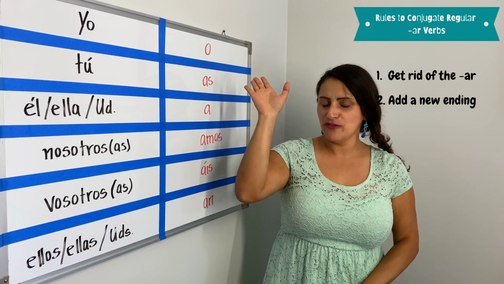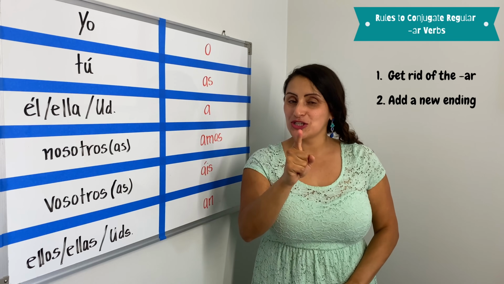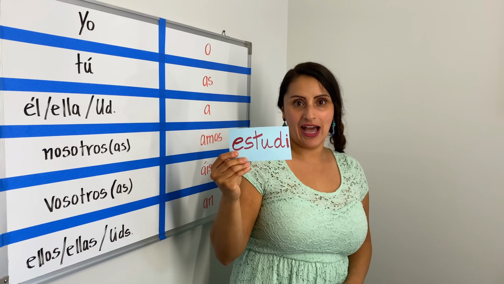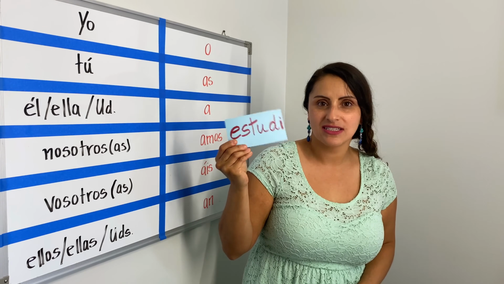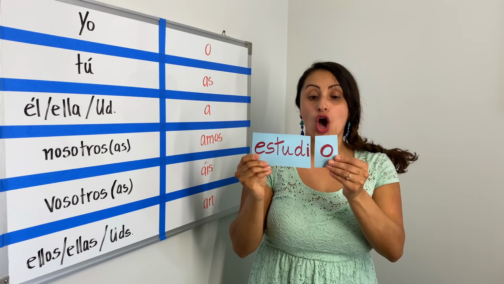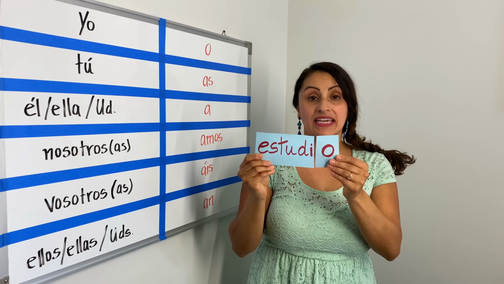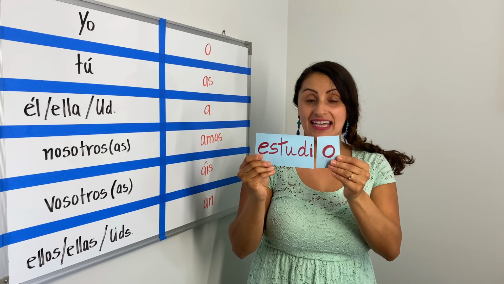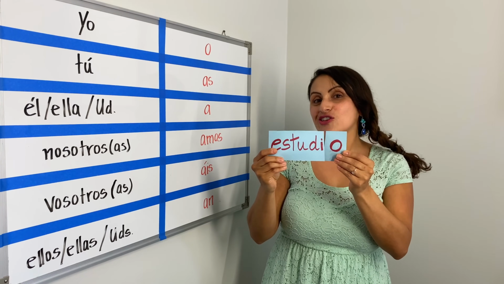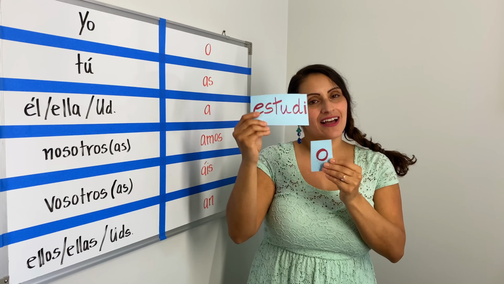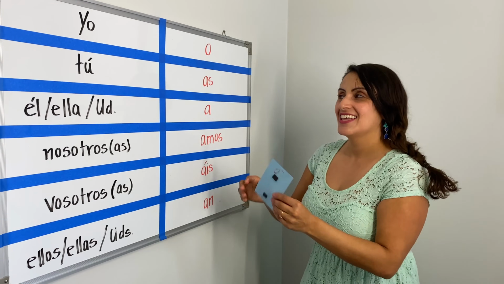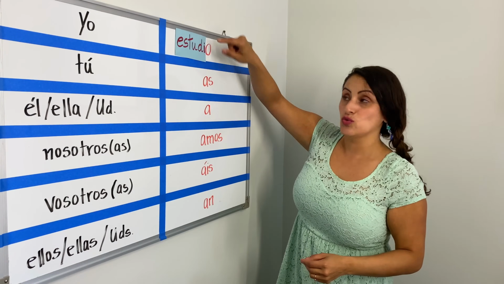Number 1, poof, get rid of the AR. Number 2, add a new ending. So remember our verb estudiar, or whatever's left of it since we only have the stem. And we said we would add O to make it yo estudio, I study. And that is the same O that we have here. So let's now see if we can conjugate estudiar in all of its forms. Should we? Let's see.